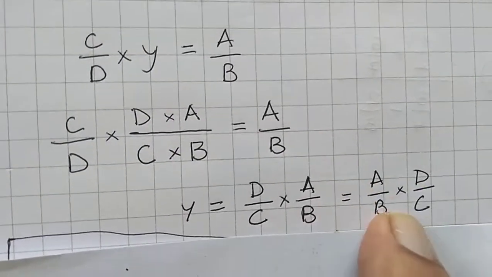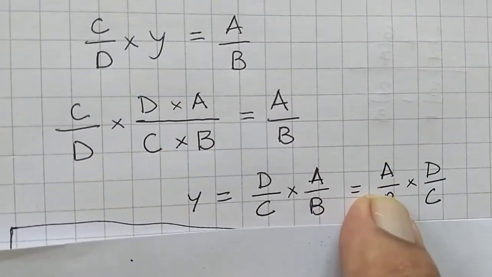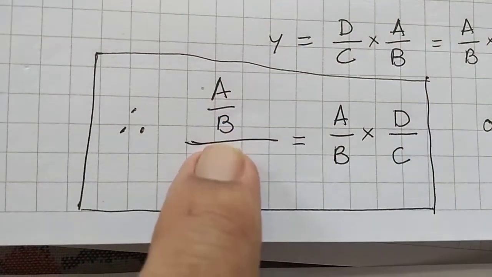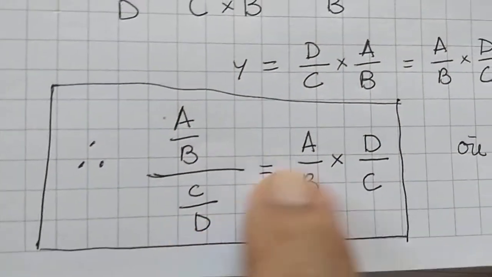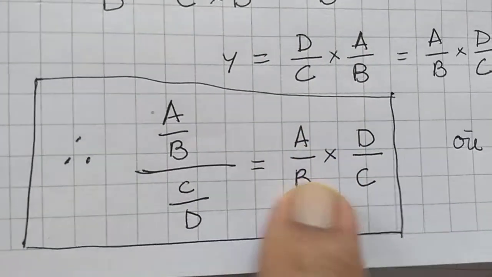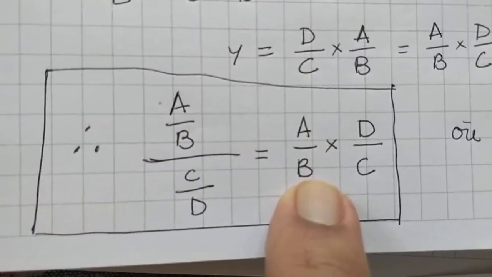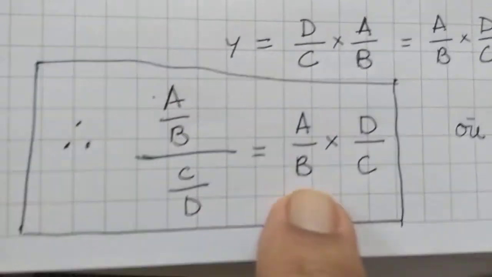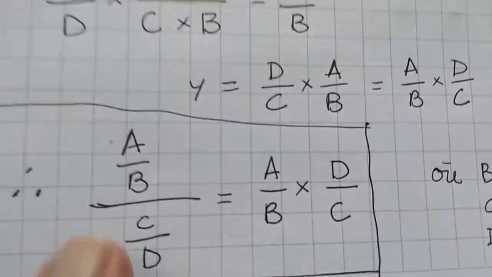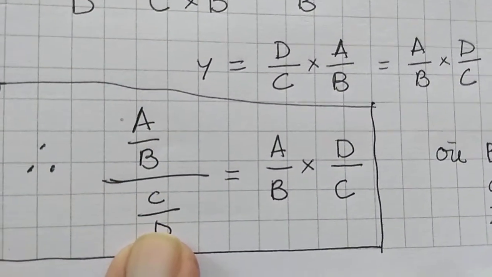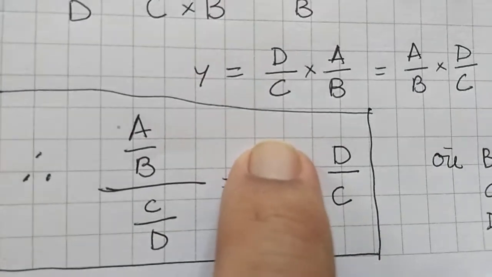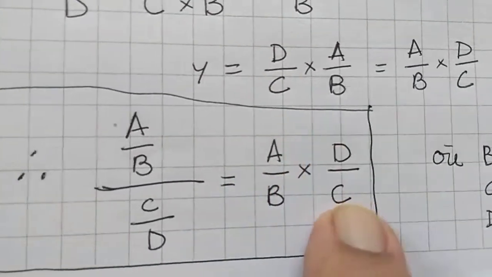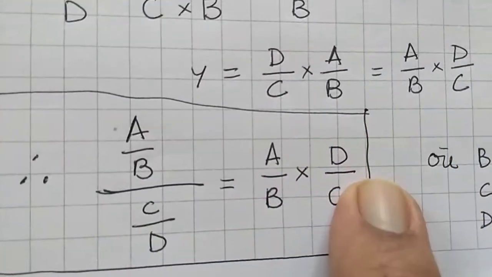I'm not writing ad over bc for a particular reason, because a over b and d over c are different fractions. So the rule is a over b divided by c over d will give you a over b. You just copy that first fraction, the top fraction, the dividend, and the divisor, you just flip it, d over c. So a over b divided by c over d is always going to equal a over b into d over c. Not c over d, d over c.